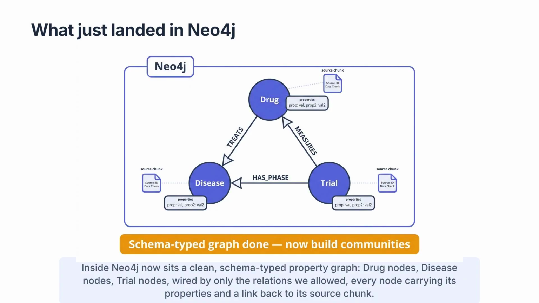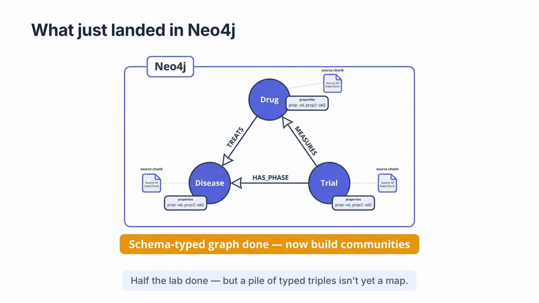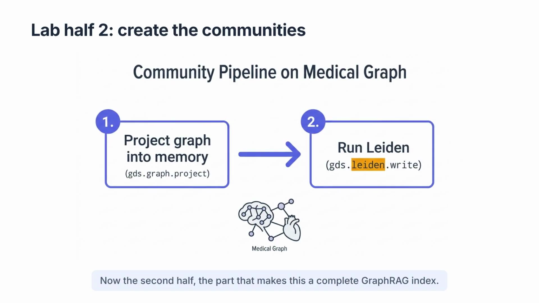Inside Neo4j now sits a clean schema-typed property graph, drug nodes, disease nodes, trial nodes, wired by only the relations we allowed, every node carrying its properties and a link back to its source chunk. Half the lab done, but a pile of typed triples isn't yet a map. For broad questions, we still need structure on top. Now the second half, the part that makes this a complete GraphRAG index.